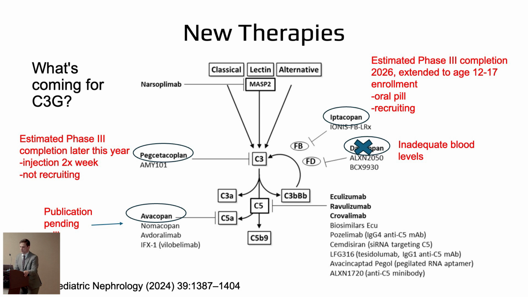Pegcetacoplan is estimated phase 3 completion later this year. It's an injectable. It's currently not recruiting, but that targets what we like to think is the root of the problem. It targets that C3 convertase, or that C3 protein. And if you can target that, that's sort of the initial block for all that downstream nonsense I was trying to show you. So there's very, very promising phase 2 data in reducing protein, restoring complement numbers, and you really cut the head off the snake, so to speak, when you stop it this far upstream in the cascade.